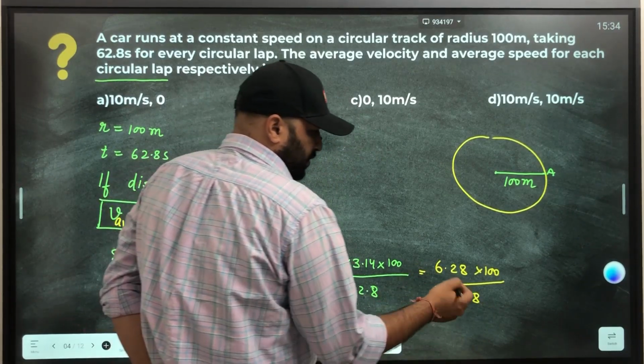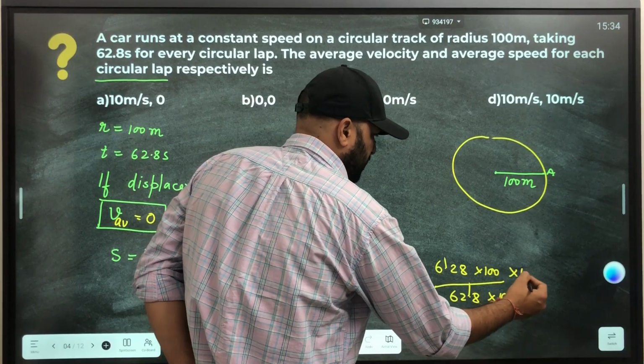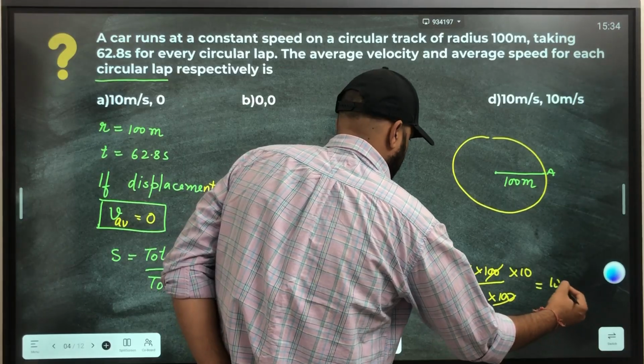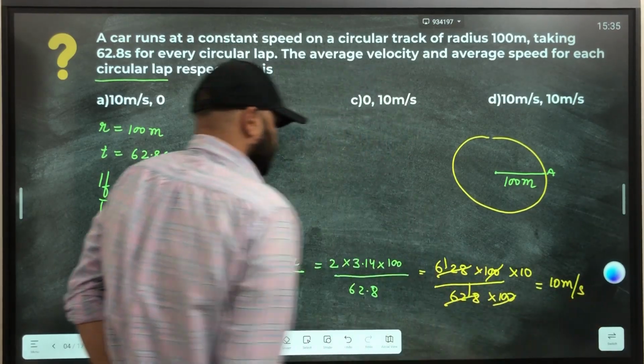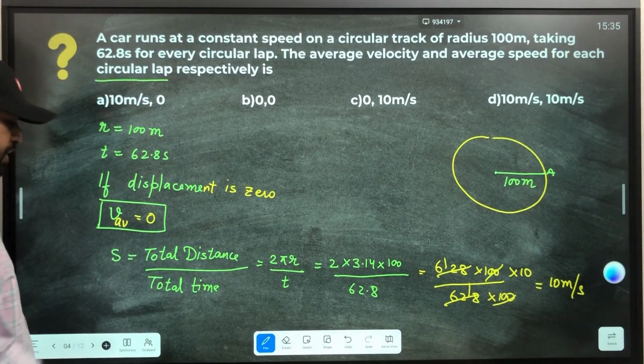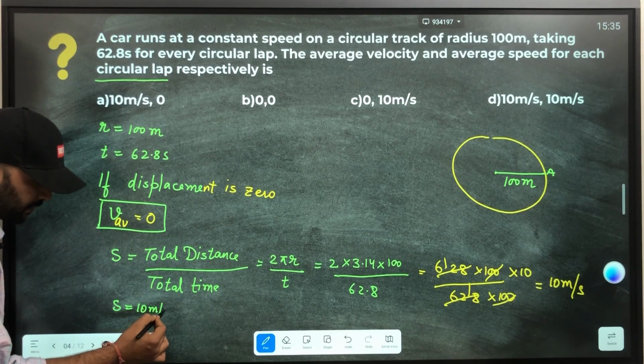Now if you are getting confused with the decimal points, let's remove this point and put 100 over here. Let's remove this point and put a 10 here, and this will cancel out and we are left with 10 meter per second. I hope this is clear. So what is our average speed? Our average speed for this entire journey is 10 meter per second. So let me just write here average speed as 10 meter per second.